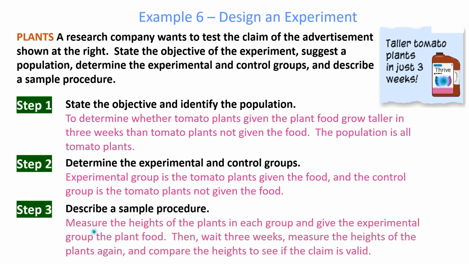For step 3, describe a sample procedure. Now, we could measure the heights of the plants in each group and give the experimental group the plant food. Then wait 3 weeks, measure the heights of the plants again, and compare the heights to see if the claim is valid.